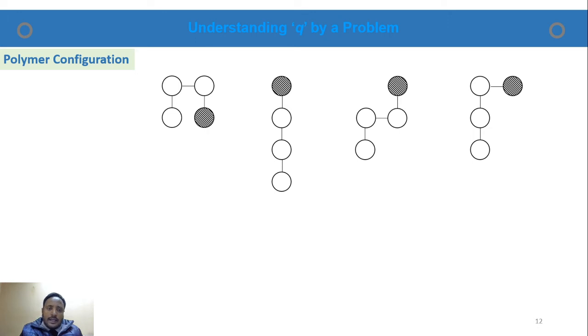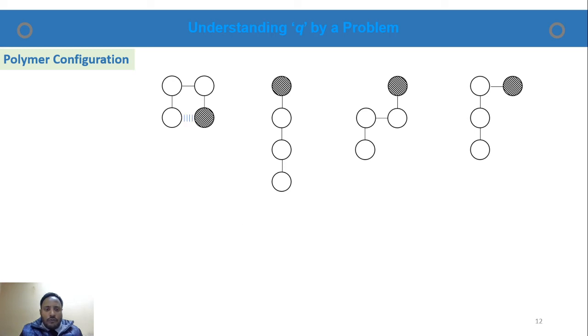Let us look at an example to understand more as to what information the partition function Q provides to us. Let us consider the configurations that polymers can assume. Suppose we have four different monomers connected to each other to form a polymeric chain. These monomers in the polymer chain can orient themselves as shown here. Four possible orientations have been shown here.